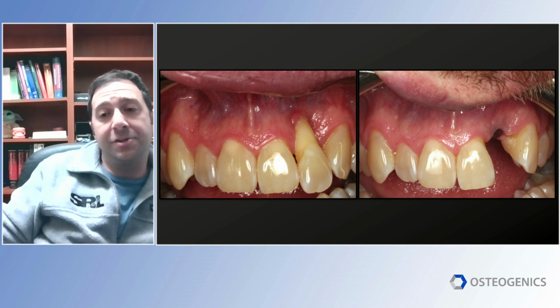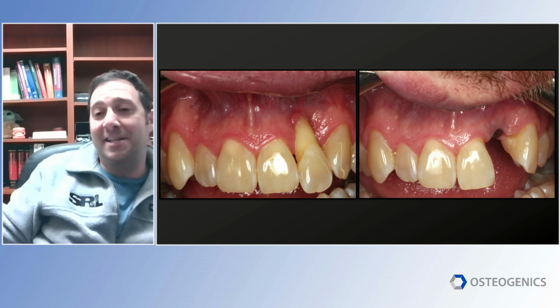So start to finish, the patient's just happy he's going to get a tooth. Hopefully he takes care of his implant.